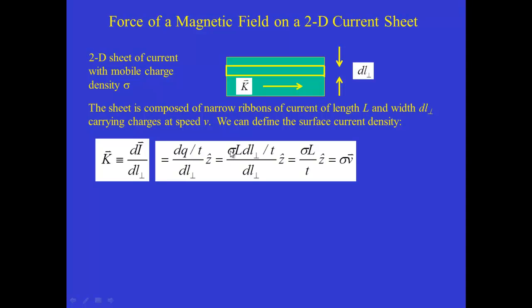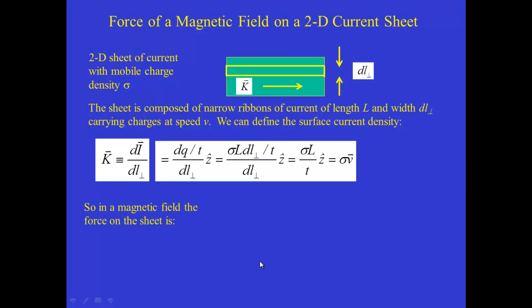Because sigma is charge per unit area, and if L is the length of the ribbon and dl perpendicular is the width of it, that L times dl perpendicular gives the area. So sigma times area is charge over T again, and look what happens. The dl perpendicular cancels out, leaving us with sigma L over T in the z hat direction. L over T is simply the charge velocity, v. So we've shown that K, this current per unit length, is equal to sigma times v.